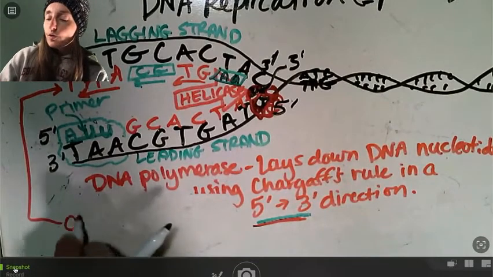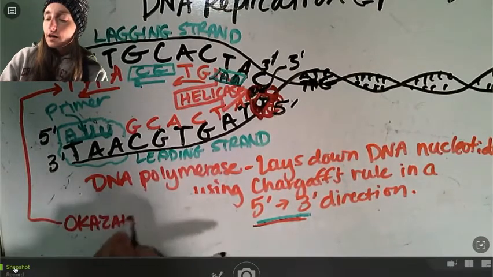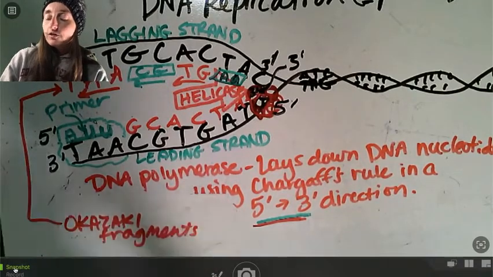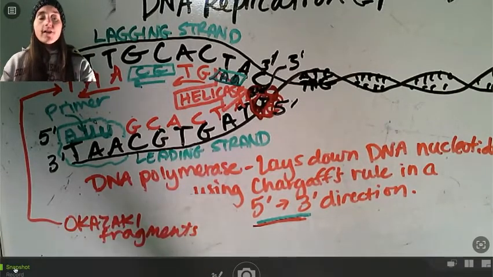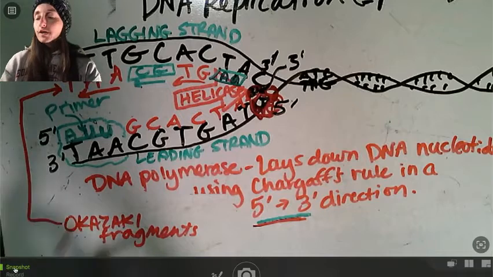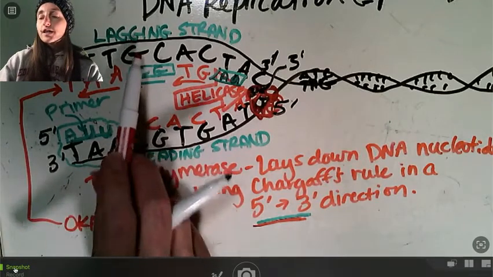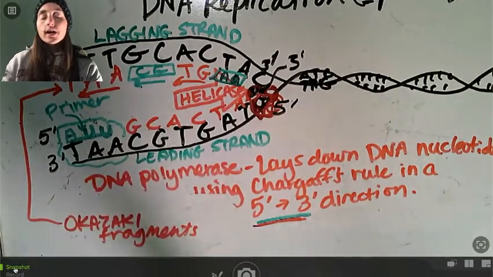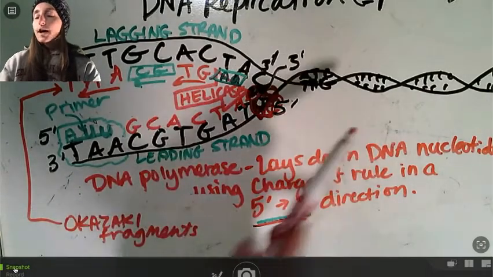We call those Okazaki fragments, named after the researcher that discovered it. Okay, Okazaki fragments. They're these short little fragments that are made on the lagging strand because it can't just lay it down in one big strand. It has to be primed every single time.